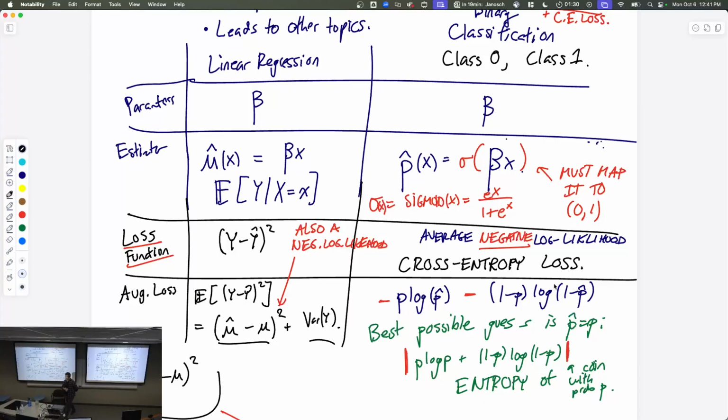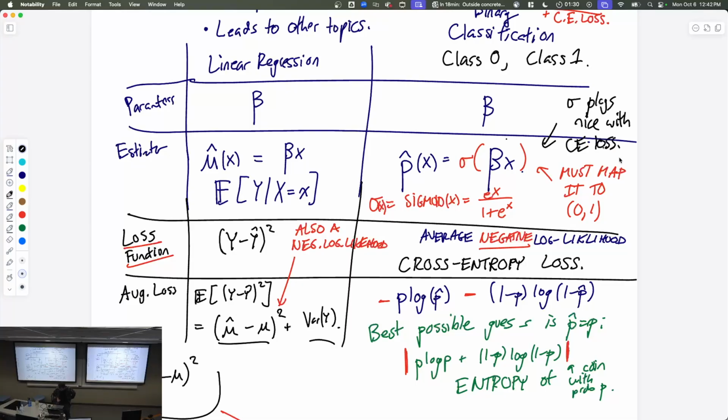Questions or comments about this? One question you should ask yourself is, who decided that we should do sigmoid? Why sigmoid? Why not a different function? It could be a nice line function, or something else. Why is it a sigmoid? And there is a very nice reason. The sigmoid function plays nicely with the cross entropy loss.